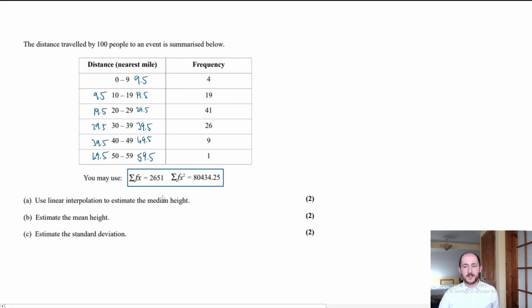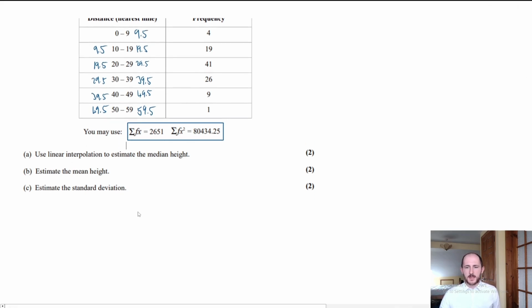Now, thank God, have a look at this. They've given us the sum of f of x and the sum of f x squared, which means we do not need to work it out. Thank God. So they are kind of nice in that case. However, use linear interpolation to estimate the median height. Again, this is from the question that we did last time, but I hope you had a go at doing this. Don't skip it. Use every opportunity you can to revise previous topics. And if you get the answer wrong, there you go, there's an early warning system for you.